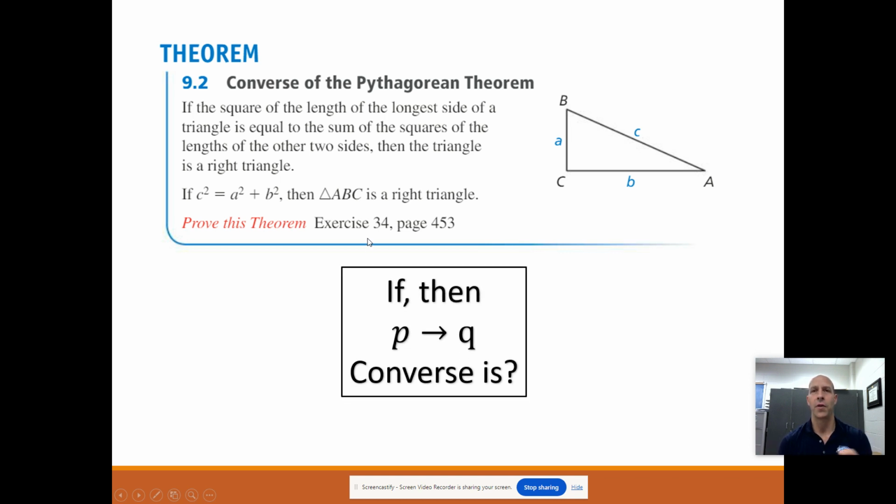If we've got P arrow Q, the converse means we take the P and the Q and we switch them around. And so what this converse is saying is if you square the longest side of a triangle and it's equal to the sum of the squares of the other two sides, then it has to be a right triangle. So we've switched it around, the condition and the conclusion.